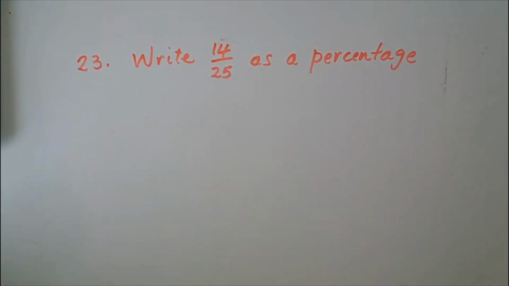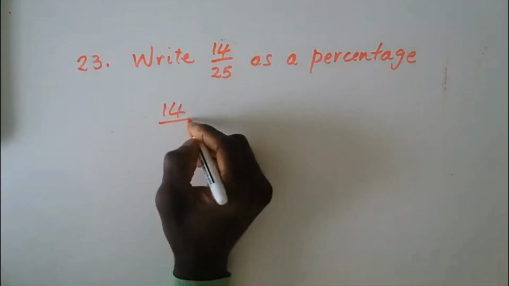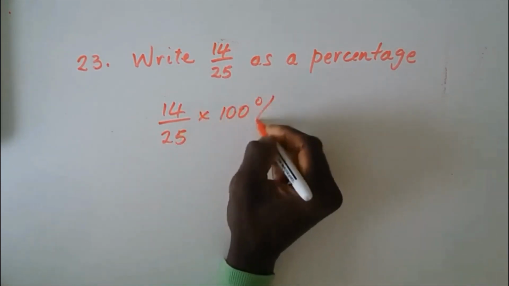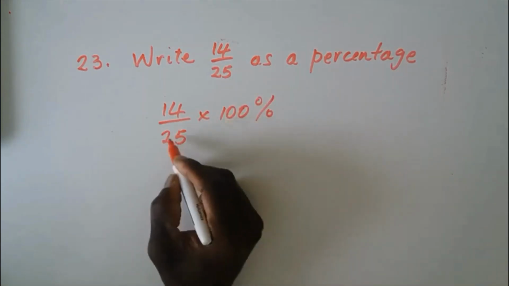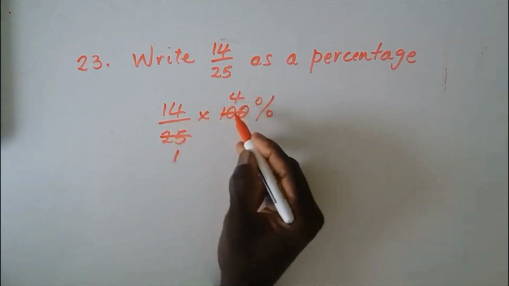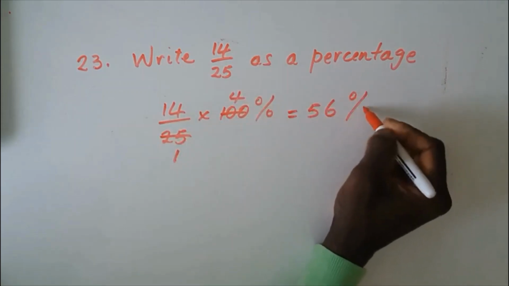Write 14 over 25 as a percentage. Again, we multiply this by 100%. Divide in this direction by 25 to give us 1 here and 4 here. 14 fours are 56.